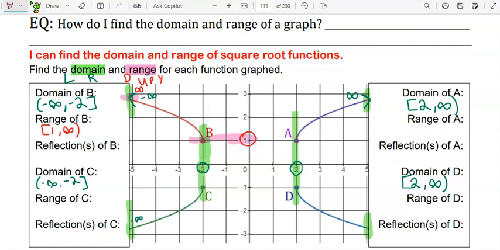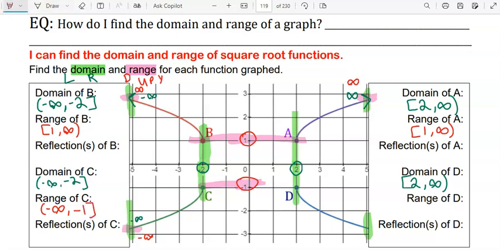Okay, range of A, down, up, y. The lowest is 1, the highest goes up forever to infinity. So similar to the range of B, it's going to be from 1 to infinity. Okay, range of C, down, up, y, goes low forever, and then the highest goes to -1. The range of C is from negative infinity to -1.